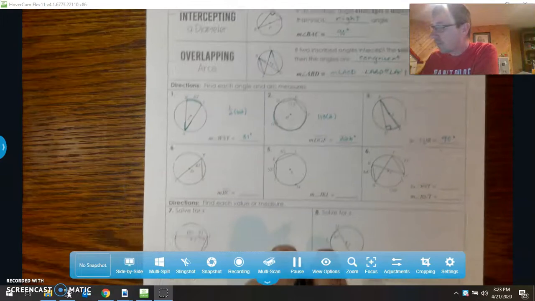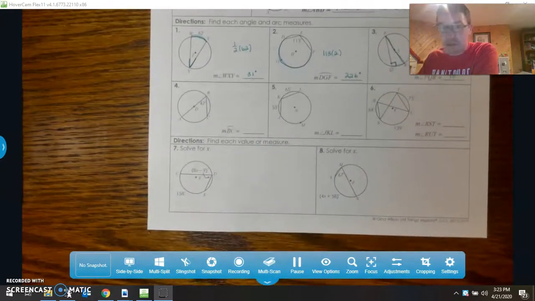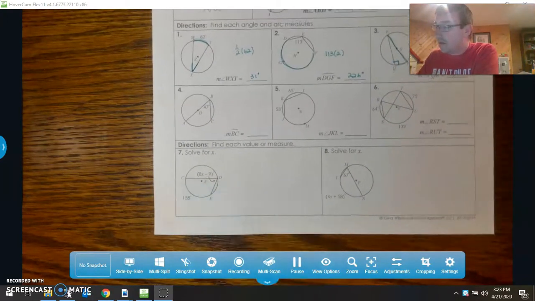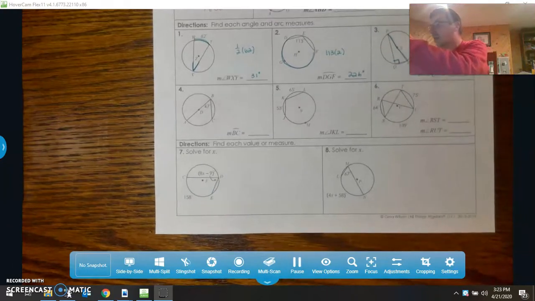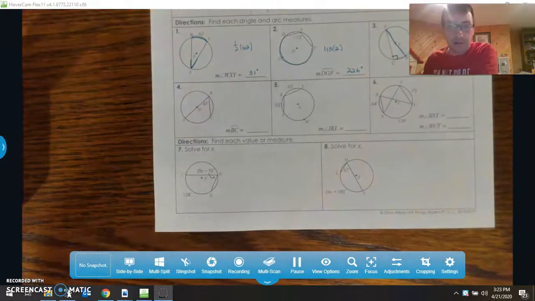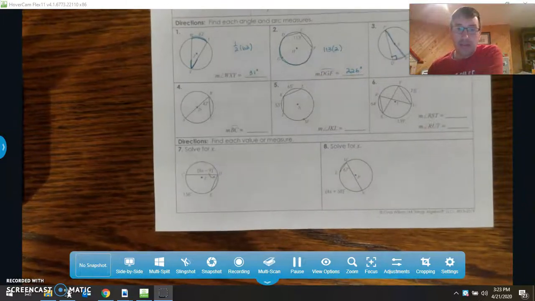Okay? Now, if we take a look at number 7, number 7 says, let's find the value of x. I'm going to turn off this light to see. Maybe that's a little bit better for you guys. We'll see. Okay, we're finding the value of x.